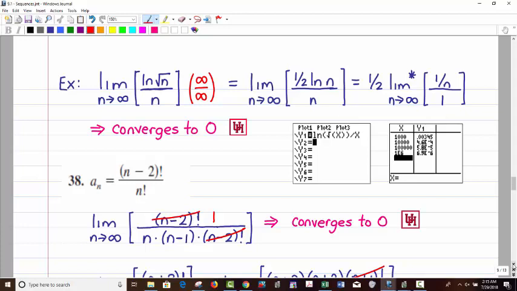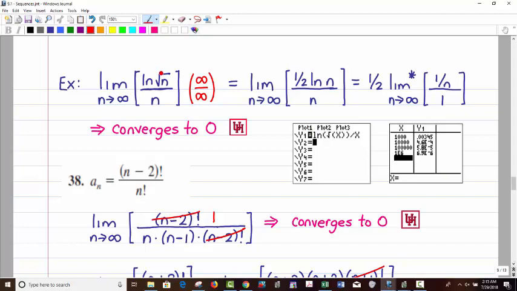Those other ones could have been done. Well, actually, the one with the cube root of n would not have worked with L'Hopital's rule because it was a fractional exponent. The exponent never would have gone away. So yeah, these are indeterminate forms that actually need L'Hopital's rule.